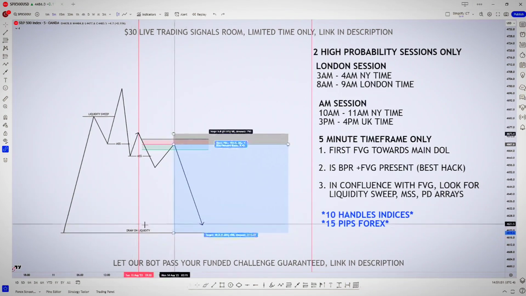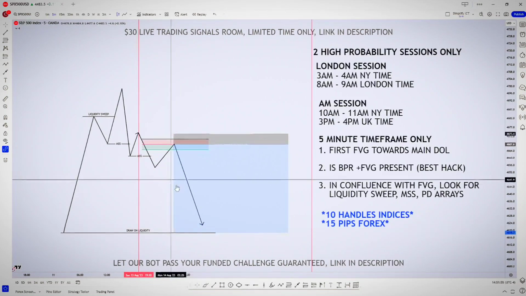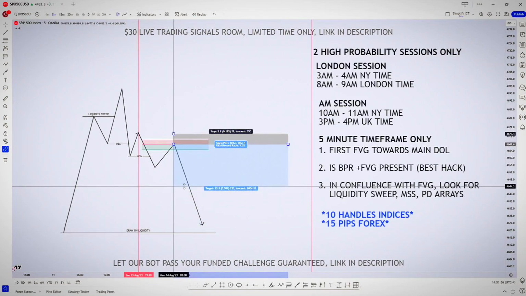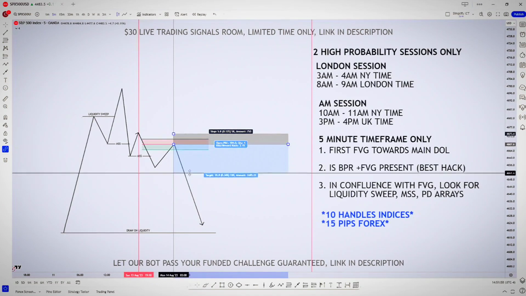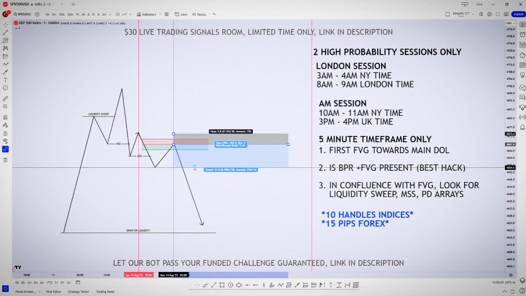So where do we put our stop loss, where do we put our take profit? We know our main draw on liquidity, so our take profit could be at the draw on liquidity, or it could be at a solid risk to reward of just a 1 to 2 risk to reward ratio, okay? And this works out very, very well, especially on indices. So where do we put our stop loss for that?